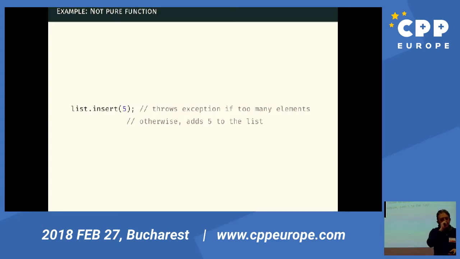And an example here, a very simple example, is if you think of a list, I have an insert function on a list. But now the question is, this depends on how many elements already are in the list. Maybe the list has a limit of max int or whatever, right? And then if I go overboard, it will throw an exception or something like this.